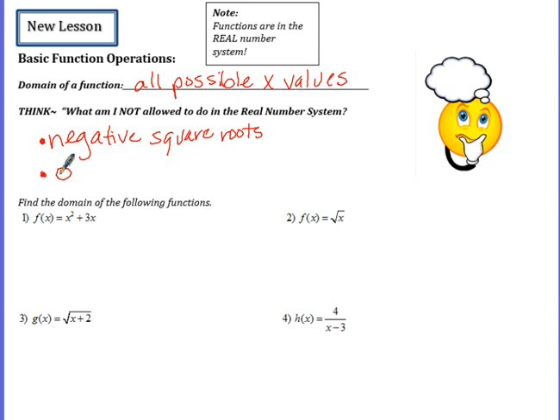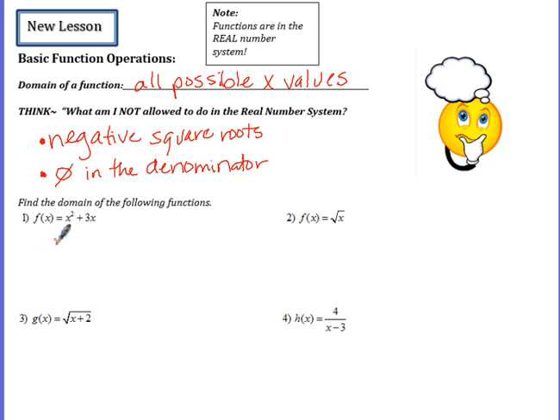Also, no zero in the denominator. Zero in the denominator is a problem as well. Any input that would cause a zero in the denominator is something we want to eliminate from the domain as well. So let's look at our first example.